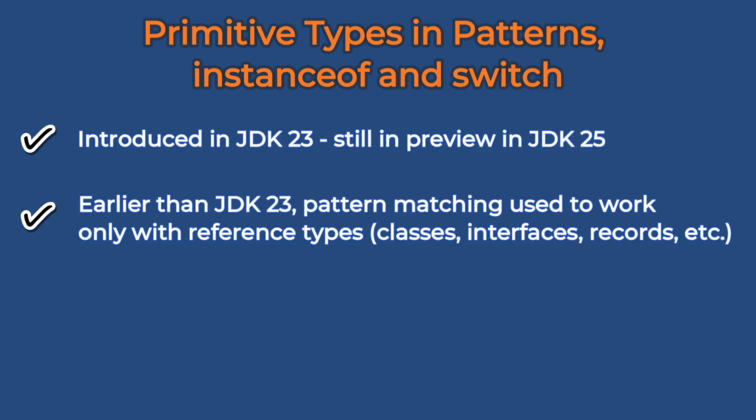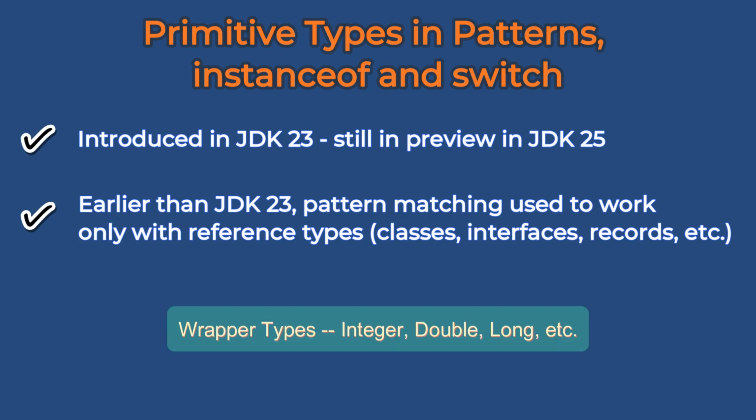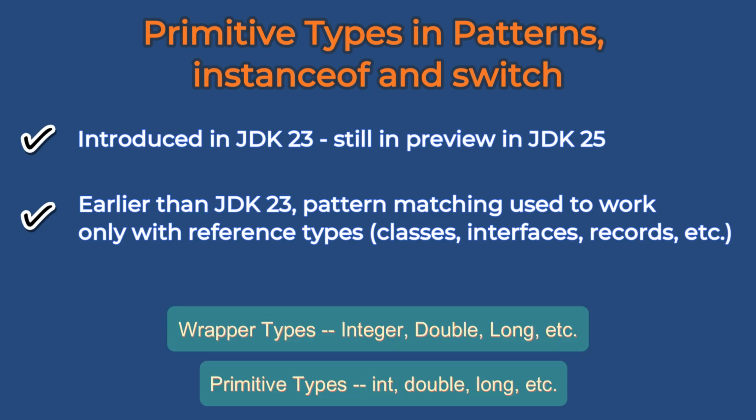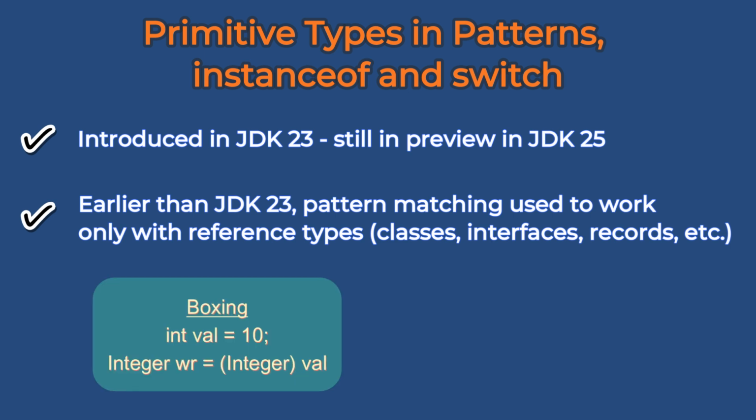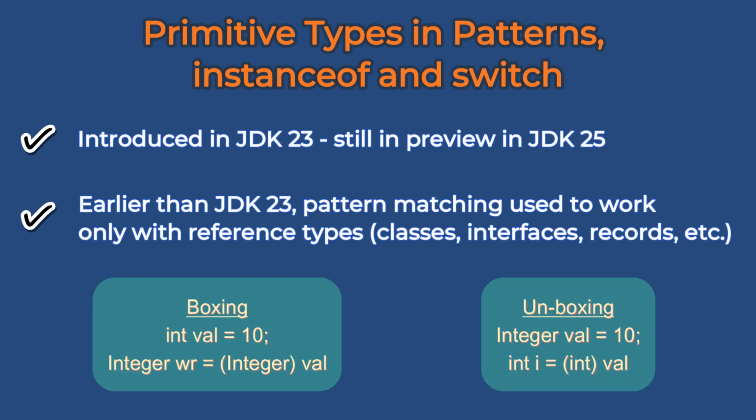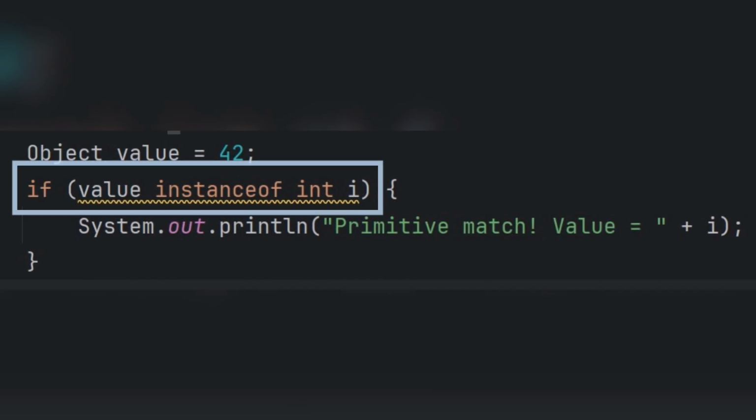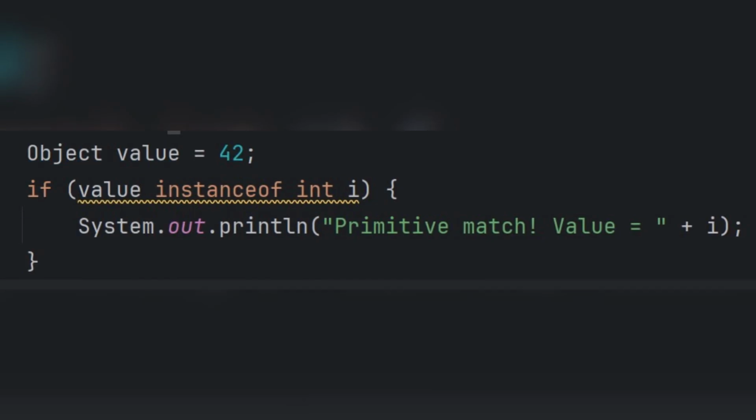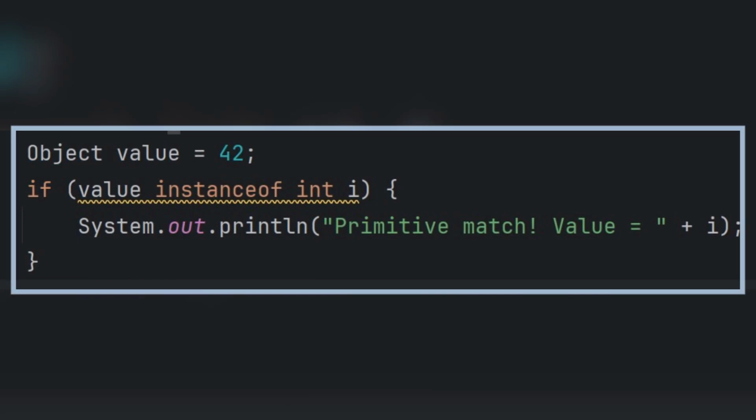It worked only with reference types such as classes, interfaces, arrays, records, or wrapper types like Integer, Double, Long, but not with primitive types. That led to the classic boxing-unboxing punches we have all thrown at some point, right? You can now match directly on primitives. No wrapping, no unboxing is required. So consider this example, which we have already covered.